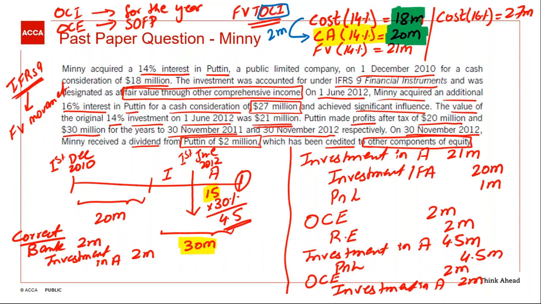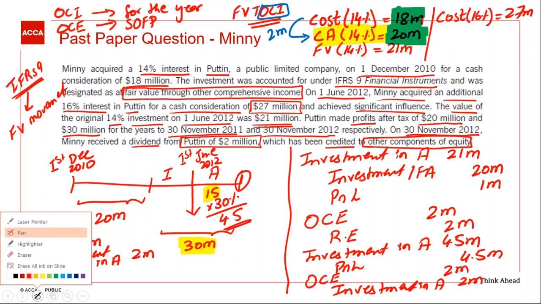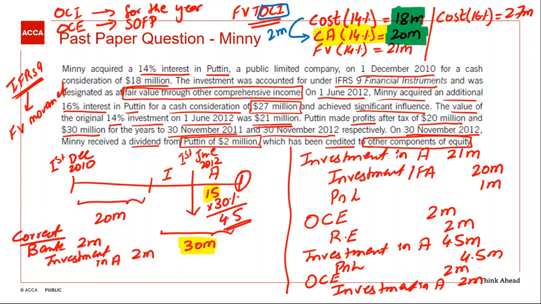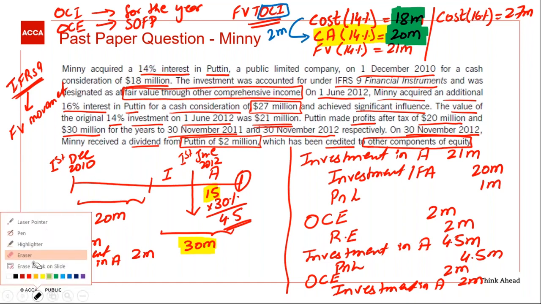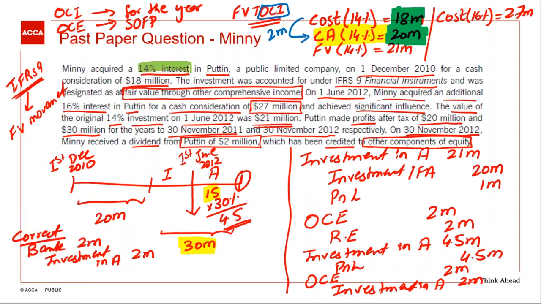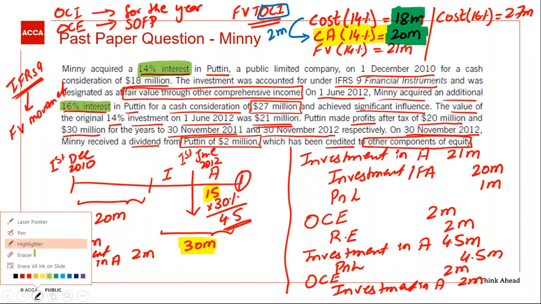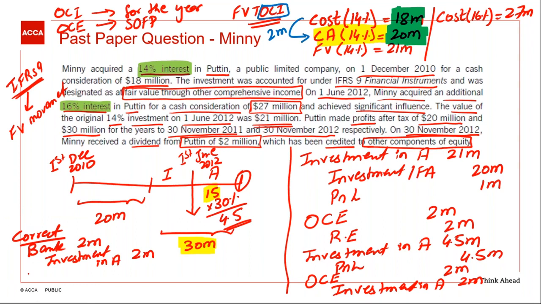Nimra is saying, why have you used 30%? Nimra, because we actually had 14% of the investment and later we acquired a further 16%. So now our total holding is actually 30%. That is why we have taken 30%.